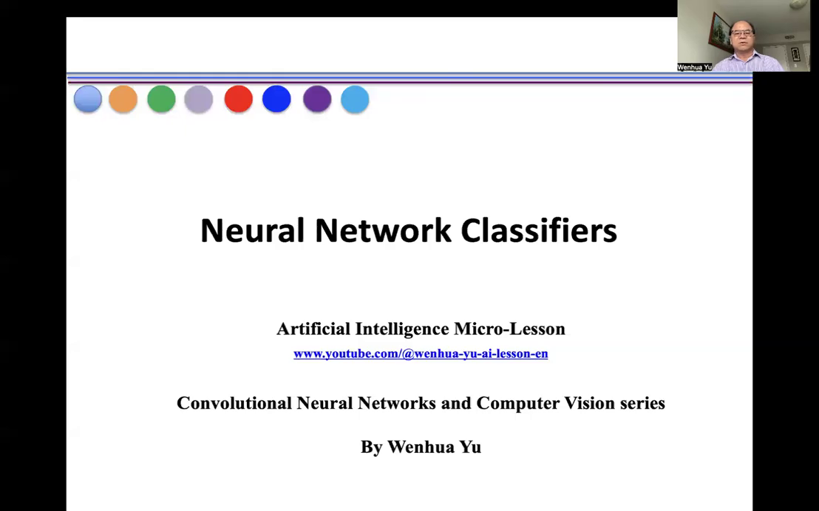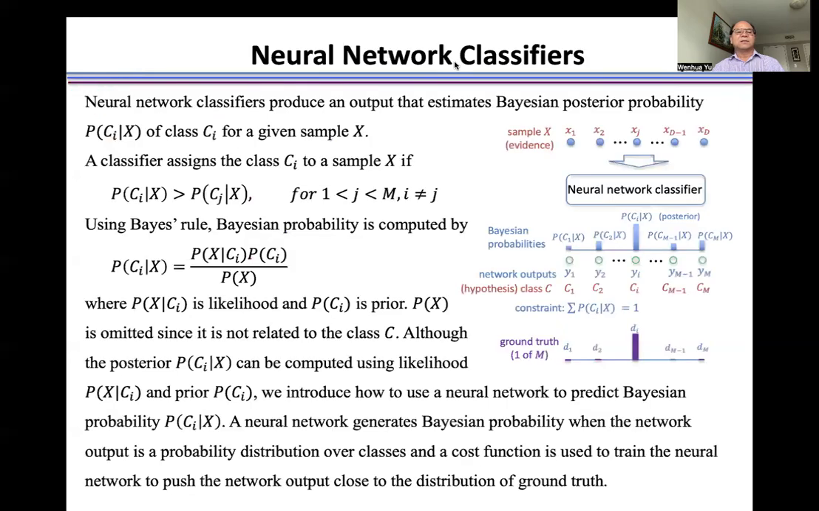This video introduces neural network classifiers. Neural network classifiers produce output that estimates the Bayesian probability P of a class Ci for a given sample X. A classifier assigns the class Ci to a sample X if this condition is satisfied.